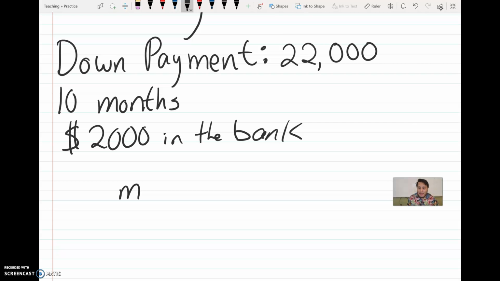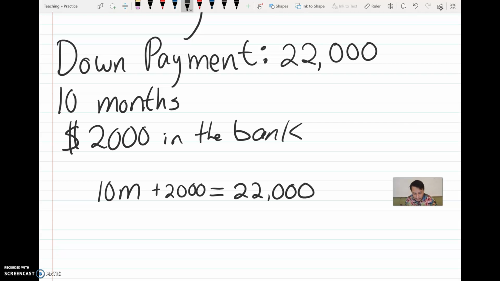Now I have 10 months that I can save. So to calculate the amount of money I save, I'm going to multiply M by 10, because that's how many months I'm going to be saving. But I also have $2,000 in the bank right now, so I add that to my savings. At the end of this, I want it to equal $22,000 so that I can have that down payment.